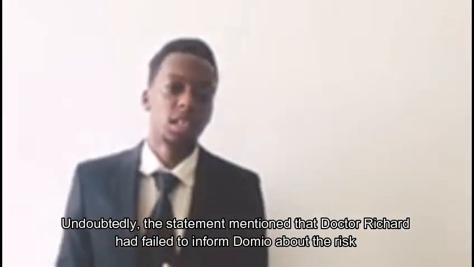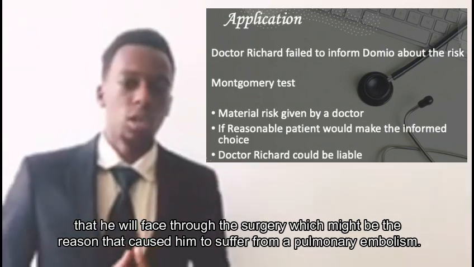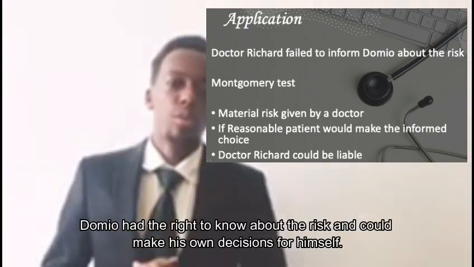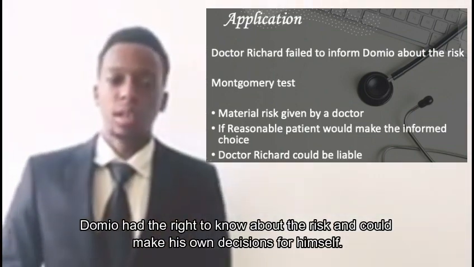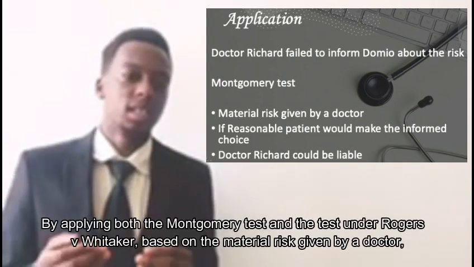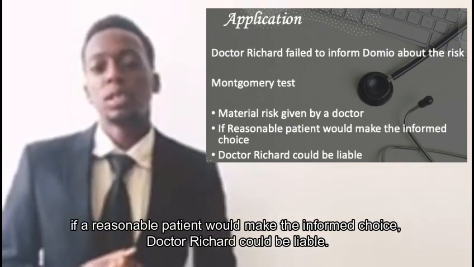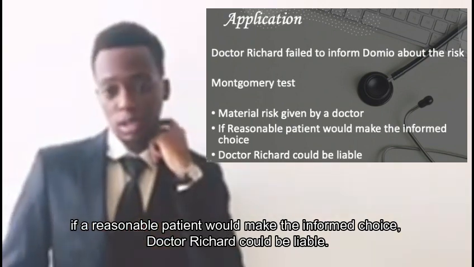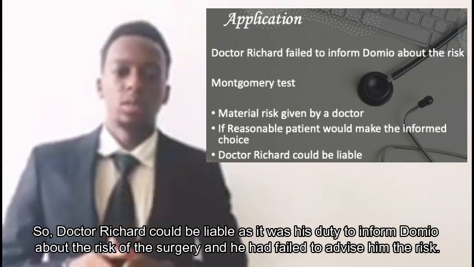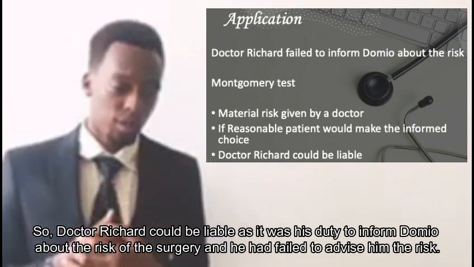Undoubtedly, the statement mentioned that Dr. Richard had failed to inform Domio about the risk that he would face through the surgery, which might be the reason that caused him to suffer from a pulmonary embolism. Domio had the right to know about the risk and could make his own decisions for himself. By applying both the Montgomery test and the test under Rogers v Whitaker, based on the material risk given by a doctor, if a reasonable patient would have made an informed choice, Dr. Richard could be liable. So Dr. Richard could be liable as it was his duty to inform Domio about the risk of the surgery, and he had failed to advise him about the risk.